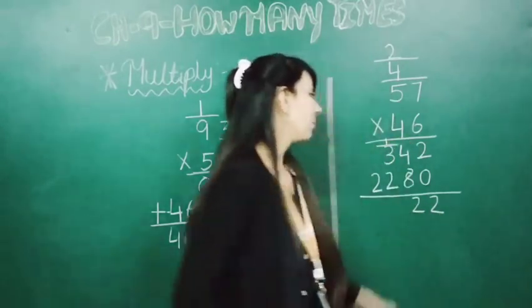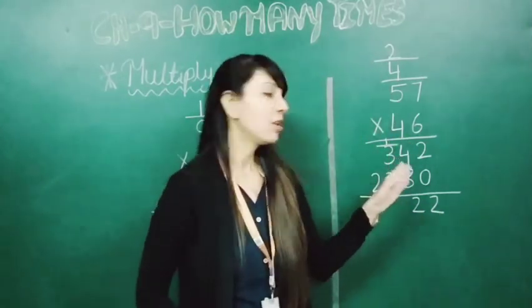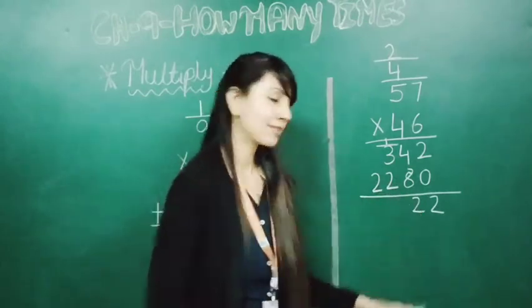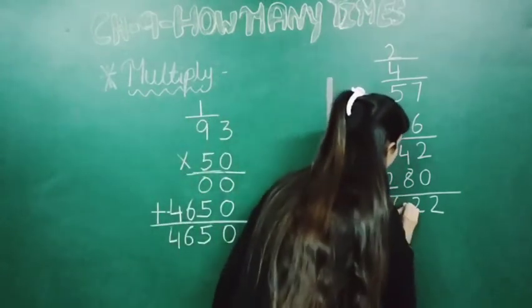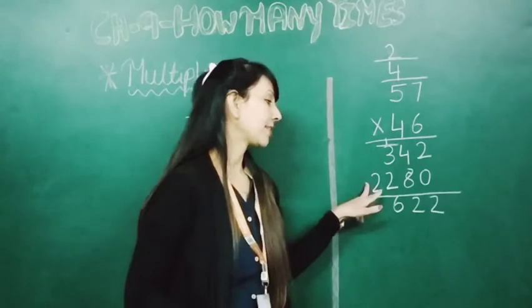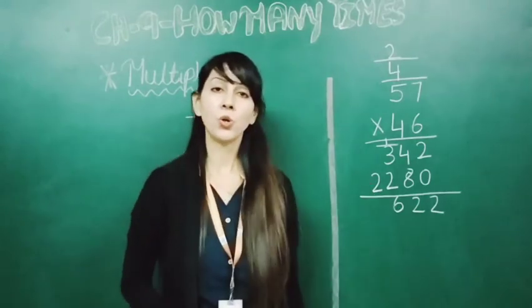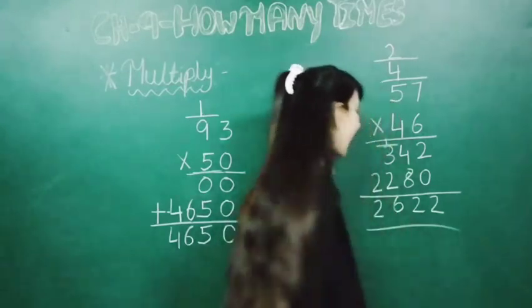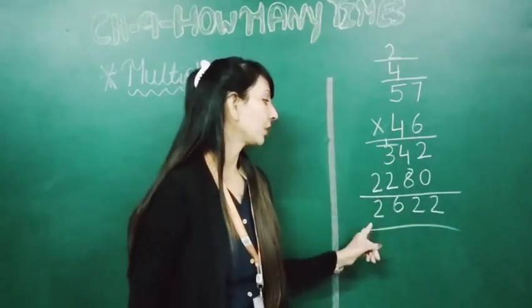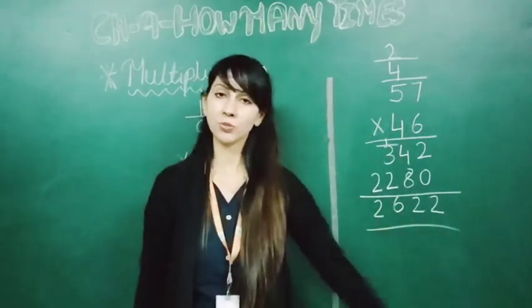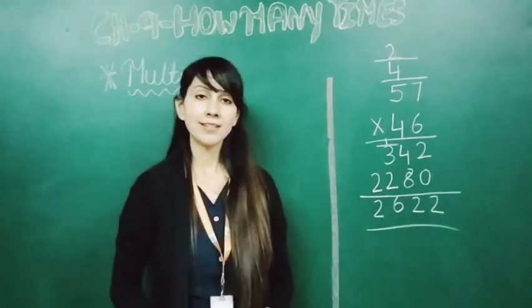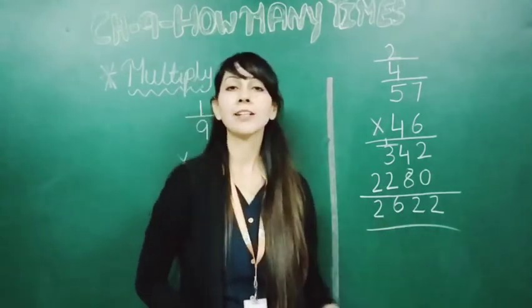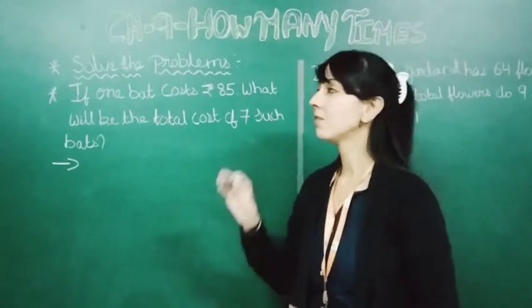1 plus 3 is 4. 4 plus 2 is 6. Yes. And here single 2 is written. So here it will come 2 only. Yes. So here the actual product is 2622. Actual product is 2622. Now let's see. Solve the problems.